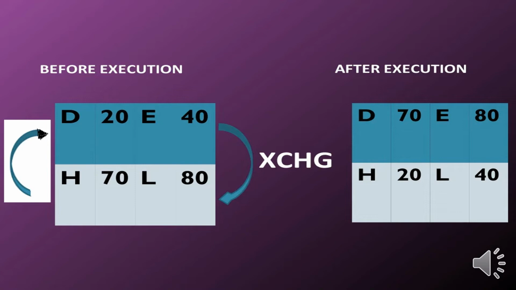Thus the contents of the HL register pair are copied into the DE register pair, and the DE register contents are copied directly into the HL register pair with the XCHG instruction. There is no operand involved in this instruction. These two register pair contents are exchanged with a single XCHG instruction.